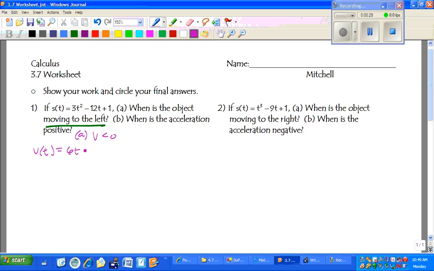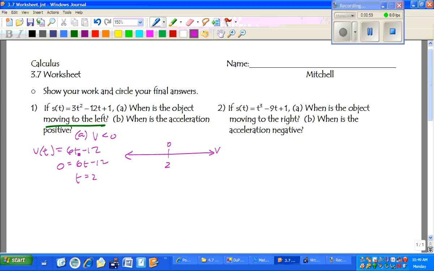So we get 6t minus 12 for our velocity. We want to know when that's 0. So if we add 12 divided by 6, we get t equals 2. But we want to know when is it negative, so we have to look at our number line. We know the velocity is 0 when t equals 2. We just need to substitute a value into the left of 2 and one to the right of 2 to figure out when it's positive and when it's negative.